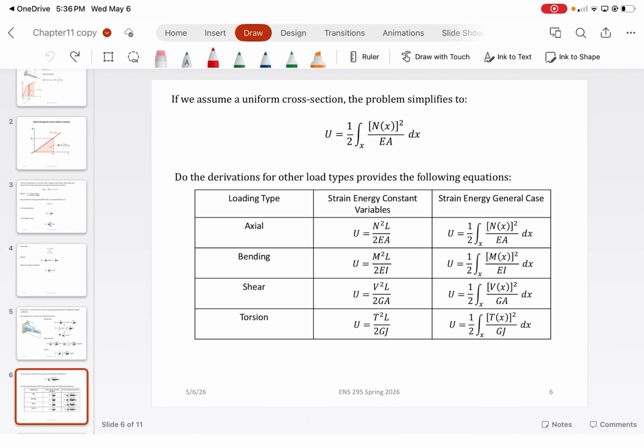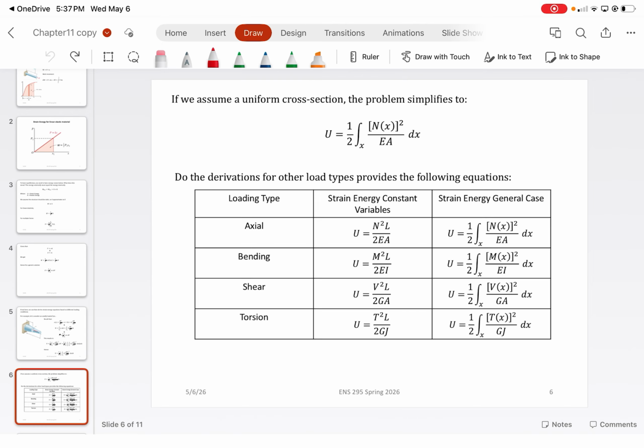So, anyways, for axial loading, we need to basically determine the axial internal force equation to derive what the internal force would be with respect to x. In cases where you have like a point load, for example, N of x is just going to equal some uniform constant N. For bending, you would have M of x squared divided by EI.